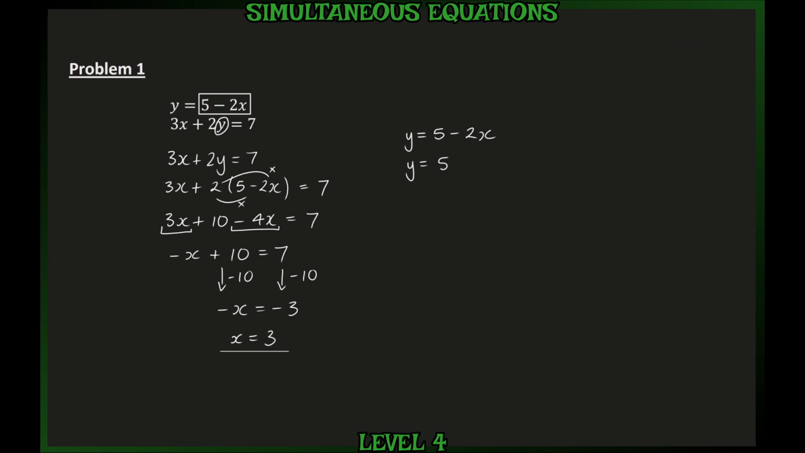So y is equal to 5 minus 2 times 3. Minus 2 times 3 is minus 6, so this becomes y equals 5 minus 6, and since 5 minus 6 is minus 1, we have y is equal to minus 1. So this means that our final solution to problem 1 is x equals 3, y equals minus 1.